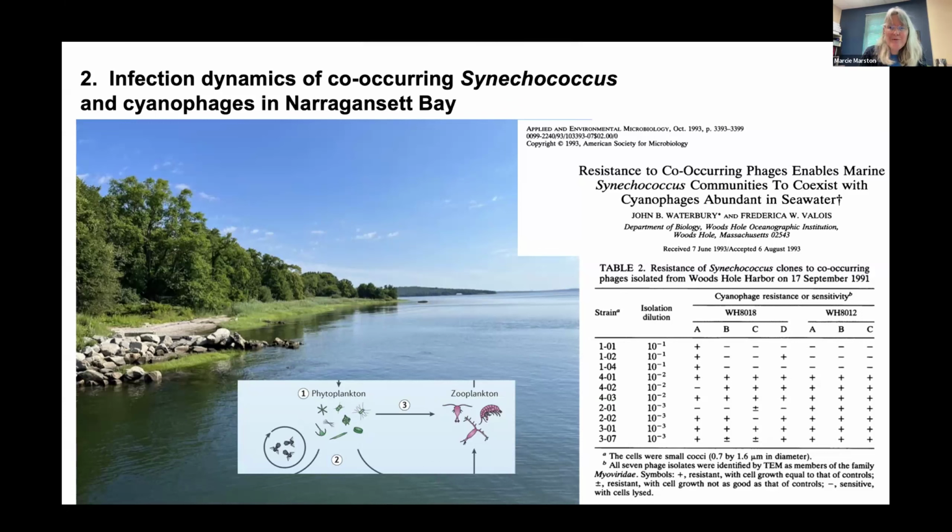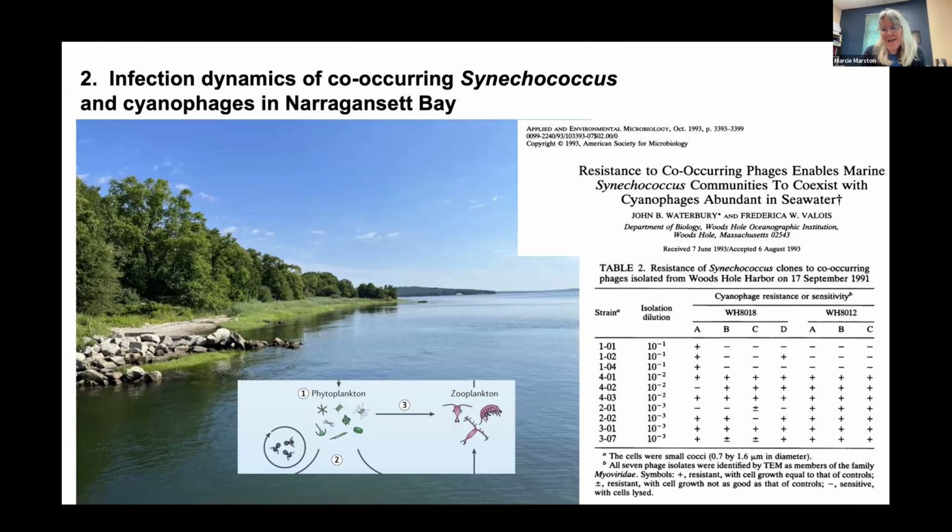And basically, he went out and he isolated cyanophage and also Synechococcus from the same location at Woods Hole Harbor, and he crossed them, and he came up with this infection matrix that showed which phage could infect which host. And from that, he determined or wrote that the resistance to co-occurring Synechococcus is common, right? And it allowed them to coexist. This was done in 1993 before sequencing was really possible.